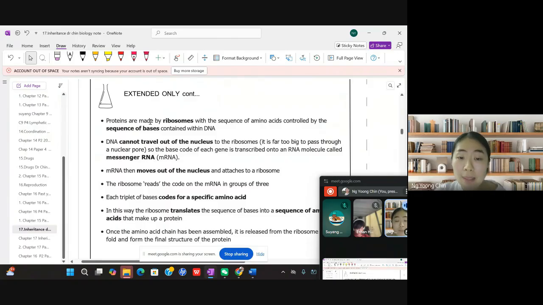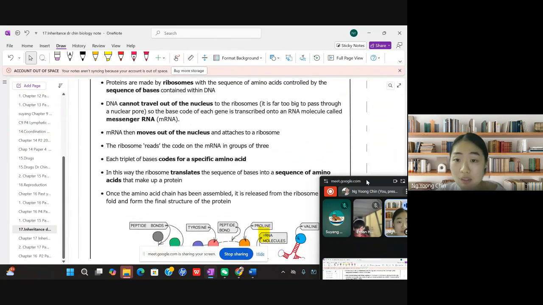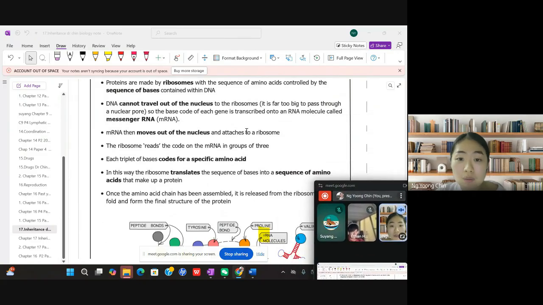So the proteins are made in the ribosome, with the sequence of amino acids controlled by the sequence of bases contained in the DNA. As DNA cannot travel out of the nucleus to the ribosome, that's why the base code for each gene is transcribed into RNA.